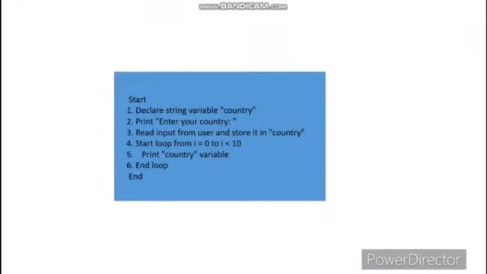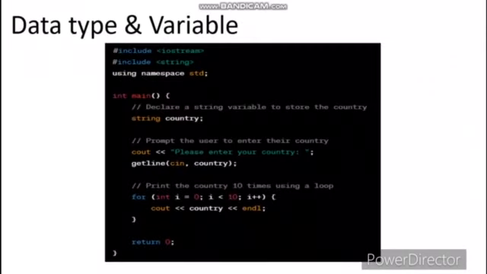So this is the pseudocode for question number 2, which is we start with start, and then we declare string variable country, and then we print enter your country, and then read input from user and store it in country, and then start loop from 0 to 10, and then print country variable and end loop, and then we end with end. So this is the data type and the variable for question number 2, which is we use integer, we use string, and also we use char.